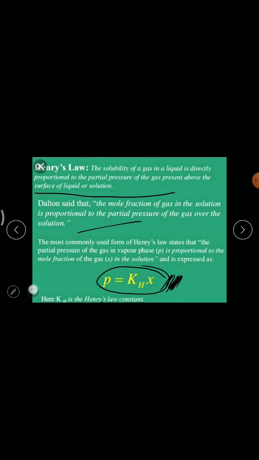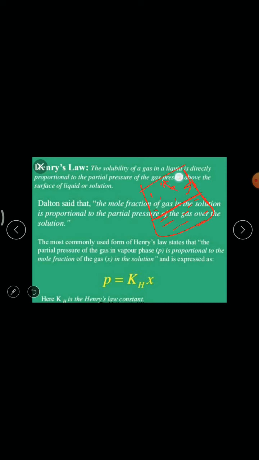Suppose here I have a container in which I have some solution, and above this I have some gas particles. The pressure they exert on the walls of this container is directly proportional to the solubility of the gas. If this pressure is high, the solubility is also high. If the pressure is less, the solubility is less.